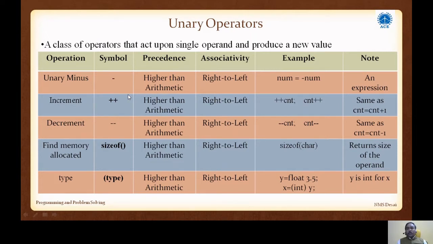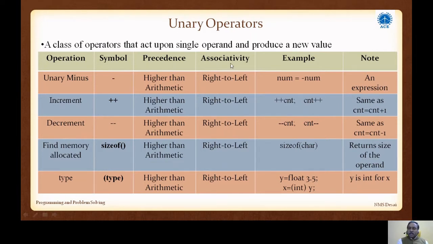You may ask a question, so can 2.5 plus 1 be done? No, it cannot be done. It operates on integer operands only, right? Not the integer part of a number, integer operands only. Associativity is right to left. All unary operators have right to left associativity only. The operand is taken, the operation is performed, right?